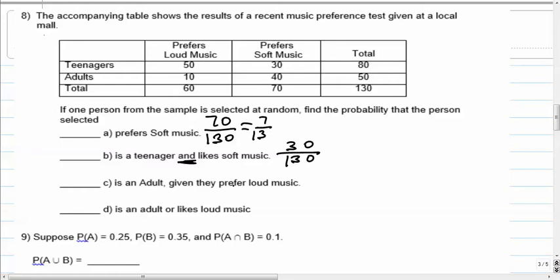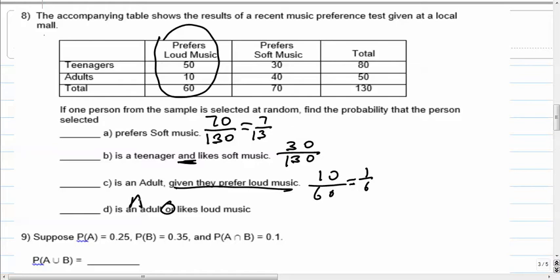But the next problem: an adult knowing they like loud music. Hey, when you're given information, what do you know? They like loud music. If they like loud music, here's your world. In this world, there are 10 adults. In this world, there are 60 people. So 1/6.